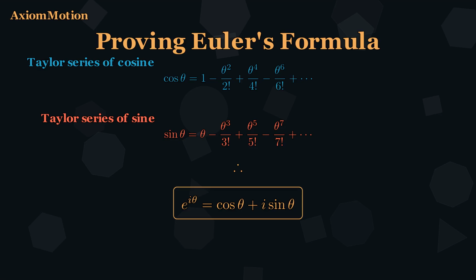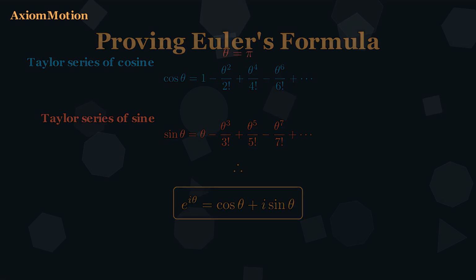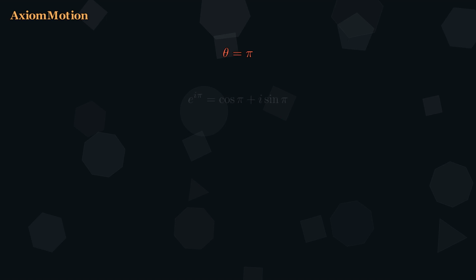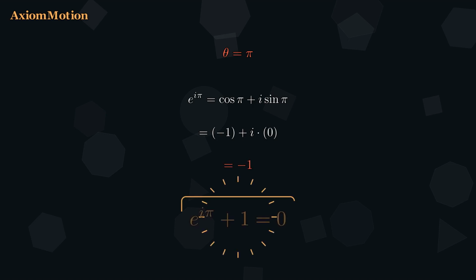This is Euler's formula. Now set theta equal to pi. e to the i pi equals cosine pi plus i times sine pi. Cosine of pi is -1. Sine of pi is 0, so e to the i pi equals -1. Add 1 to both sides, and we have Euler's identity. e to the i pi plus 1 equals 0.